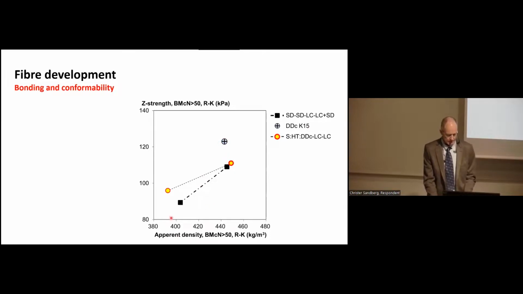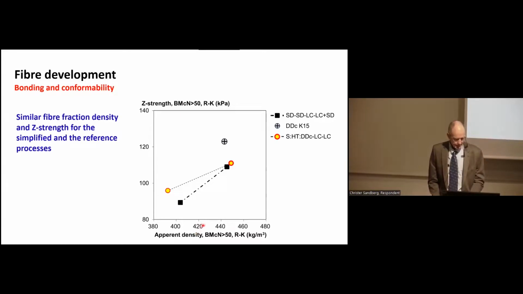And here it is density measured on the produced hand sheets of the fiber fraction. So fines were removed to measure only the properties of the fiber fraction. And that is plotted against Z strength, also of the fiber fraction. So you pull the paper not along, but in the Z direction of the paper. And that is an indication of the bonding, and density an indication of the conformability of the fibers.